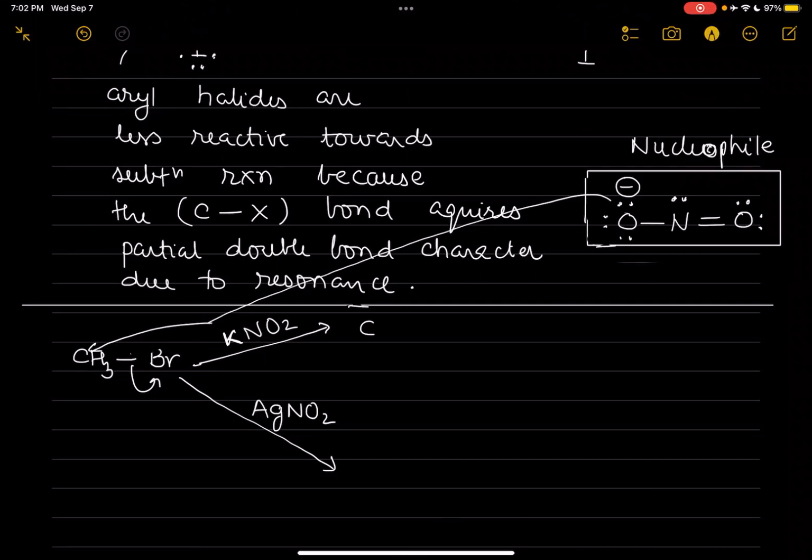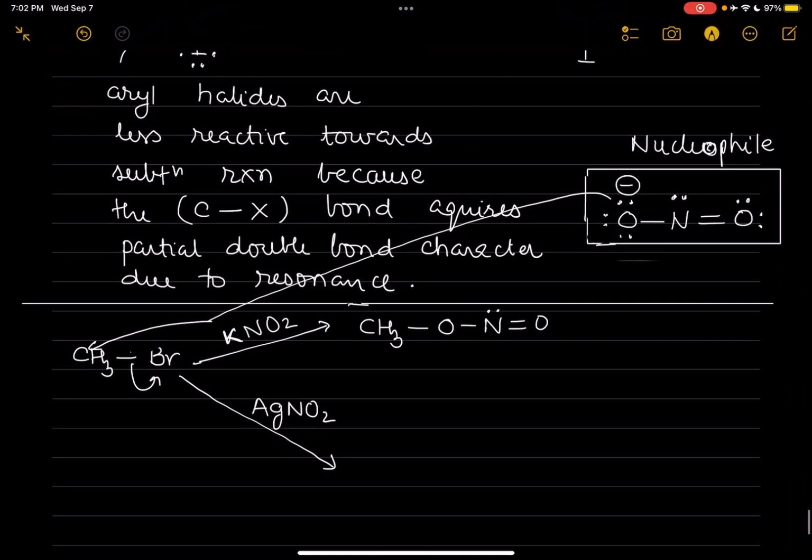Zen, is it clear or not? Yes, sir. And the Br is going to come out because Br is a halogen, it can come out. The product is CH3ONO, okay? And Ryan, Imad, this is known as methyl nitrite. ONO is known as nitrite.